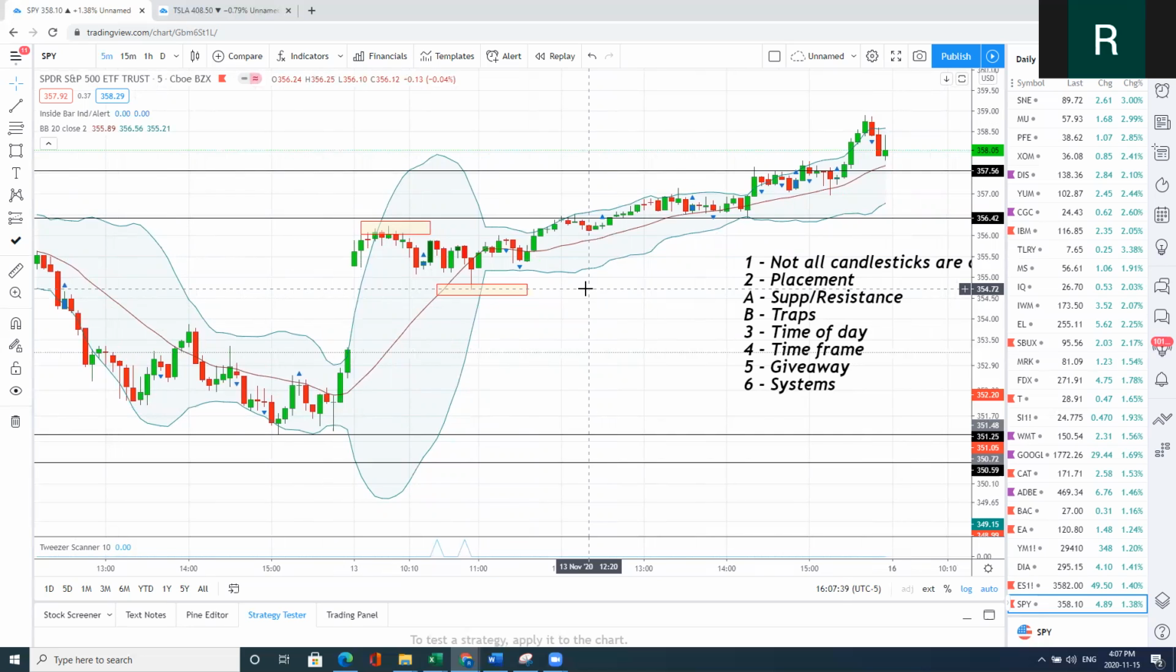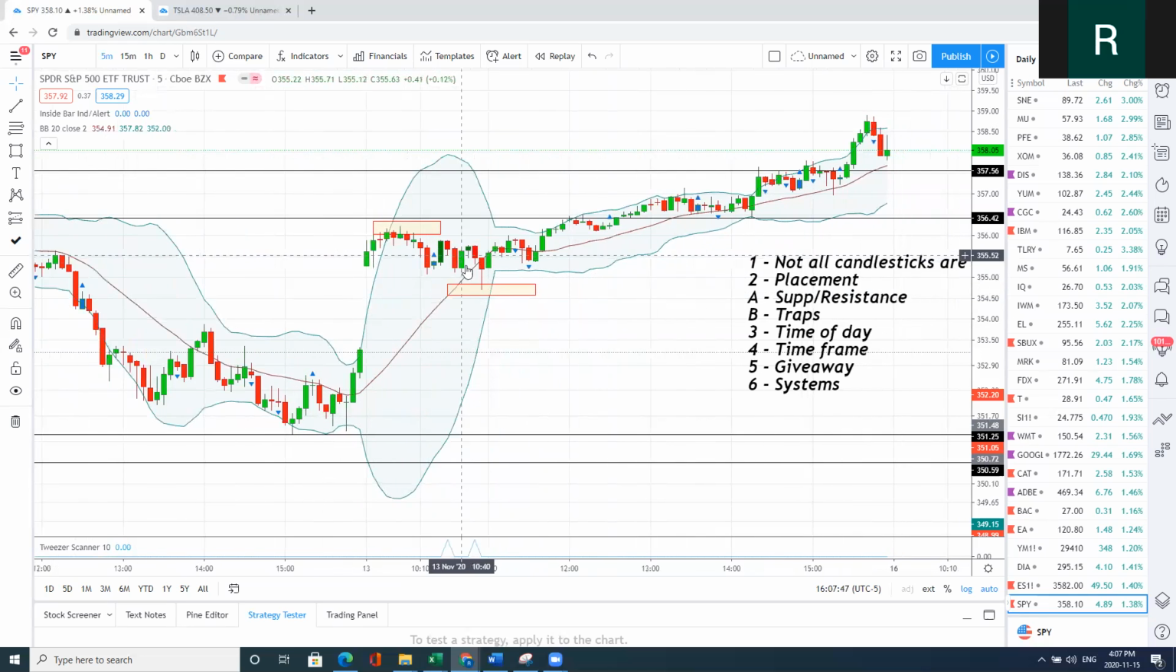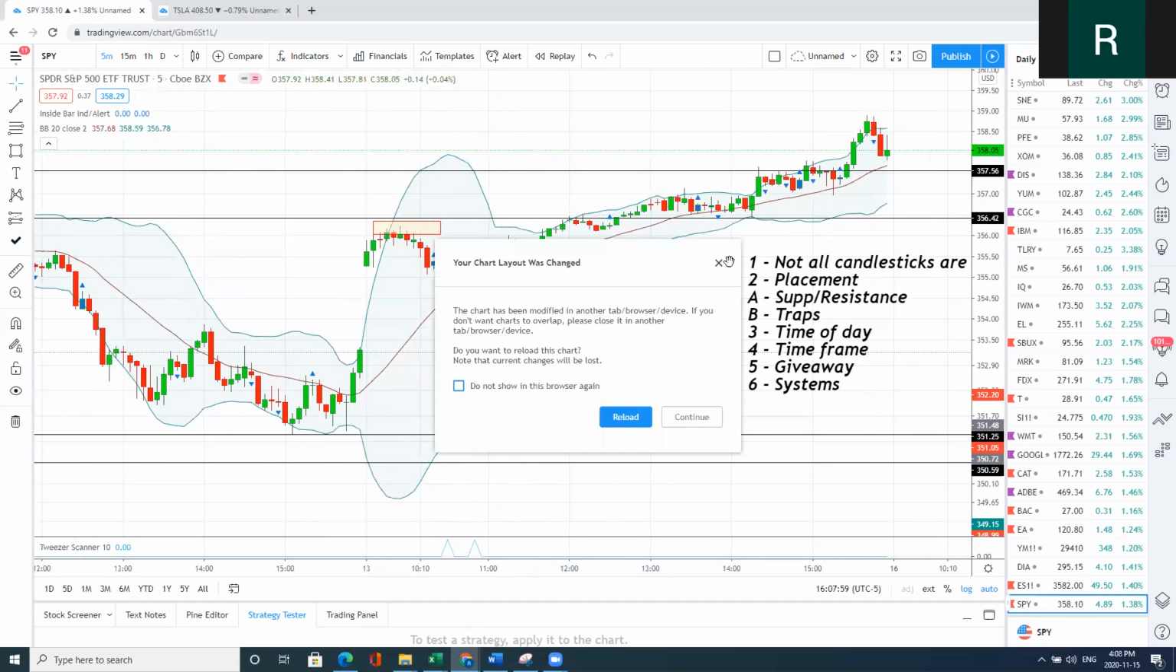So as an example, I've highlighted a trap over here on this hammer candle. So let's break down the analysis of this. We have a hammer candle at 10:50, and the placement is it's at the low of the day, and it's at the mid Bollinger Band, which is the 20 EMA. So we have multiple factors working for this candle being an area of reversal.